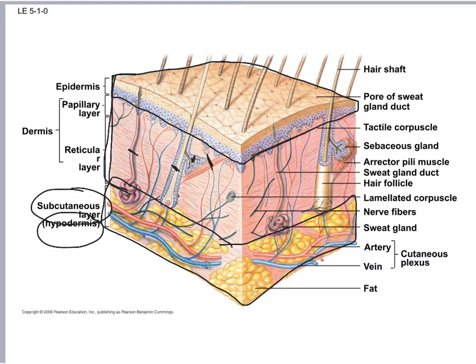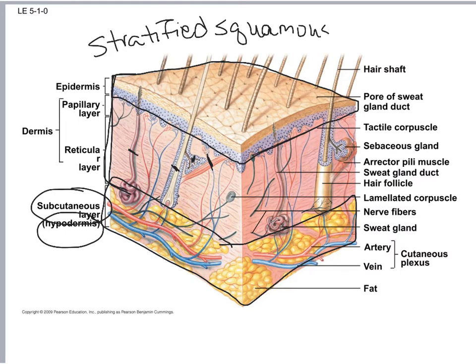And if you remember, what this epidermis is made of is stratified squamous. So stratified squamous is what type of tissue? It's epithelium, right? And one of the things we said about epithelium is that it does not receive blood supply, right? There's no blood vessels going into that epidermis.